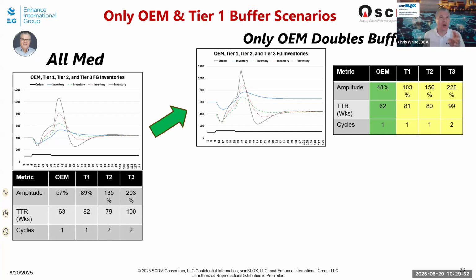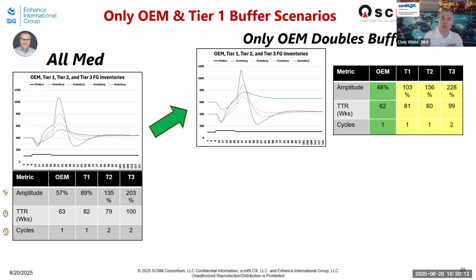Now, in the chart, green means it got better, yellow means it got a little bit worse. So when the OEM doubles their buffer, their performance metrics get better. You can see the comparison. The amplitude's 48% compared to 57% in our baseline in this situation. But everyone else was worse.